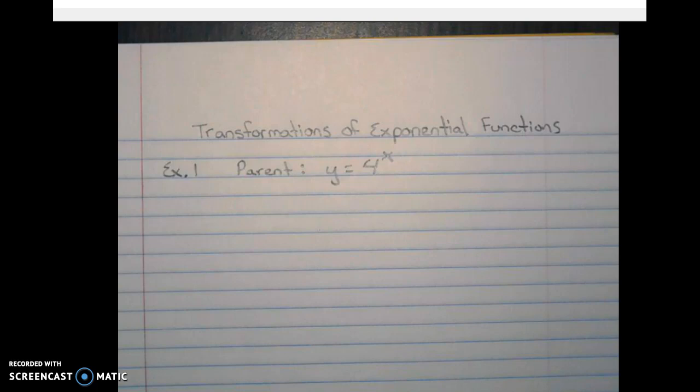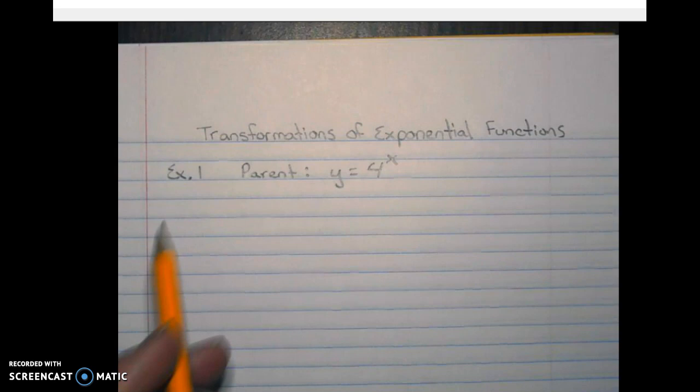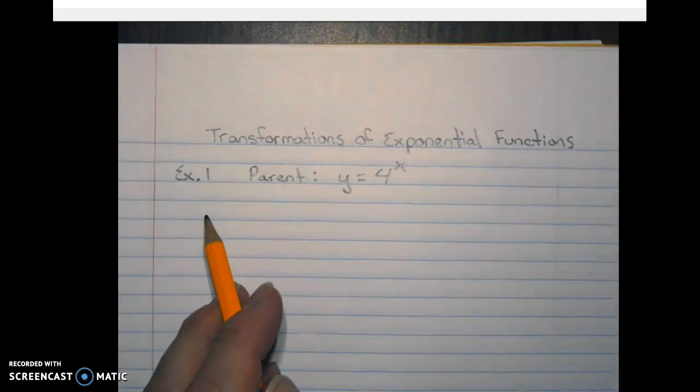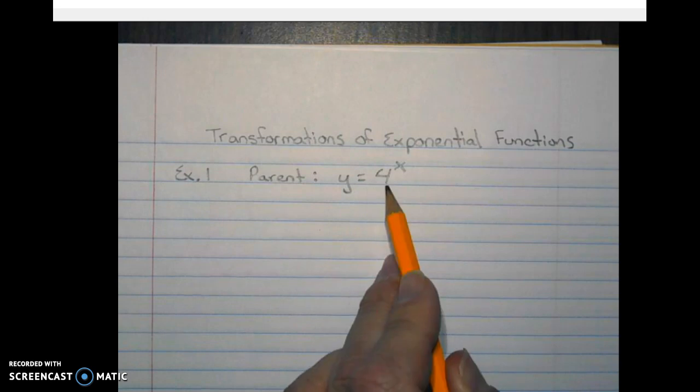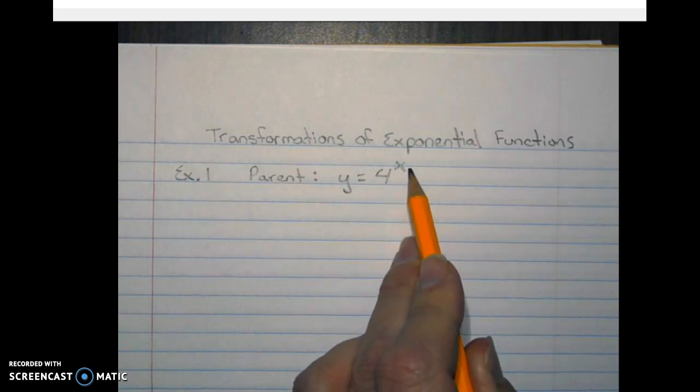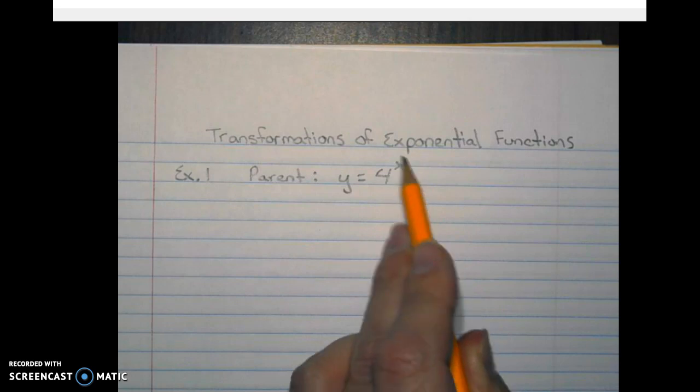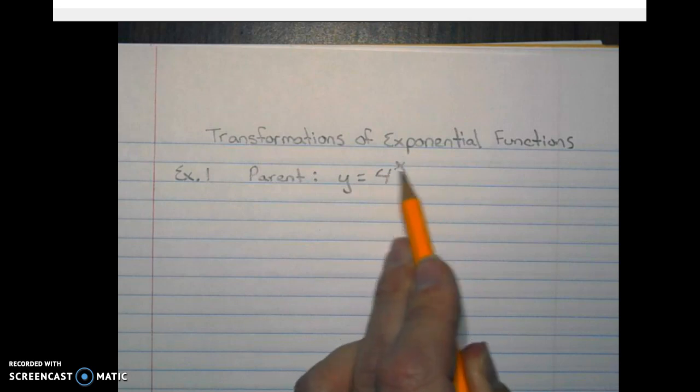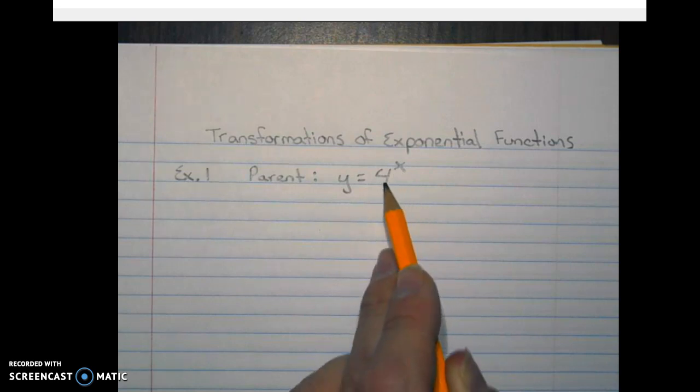Tonight we're going to take a look at transformations of exponential functions. We've been studying transformations pretty much all year, but let's see how transformations work with exponential functions. So let's start off with one of the parent functions. Here we have y equals 4 to the x power. Remember that you have an exponential function when the variable is in the exponent, okay? And your b value needs to be greater than 0. Actually, and it cannot be 1 either.